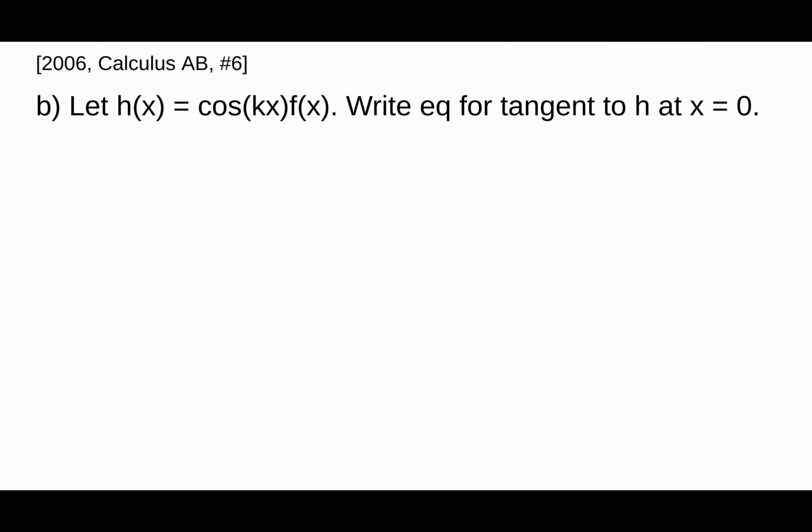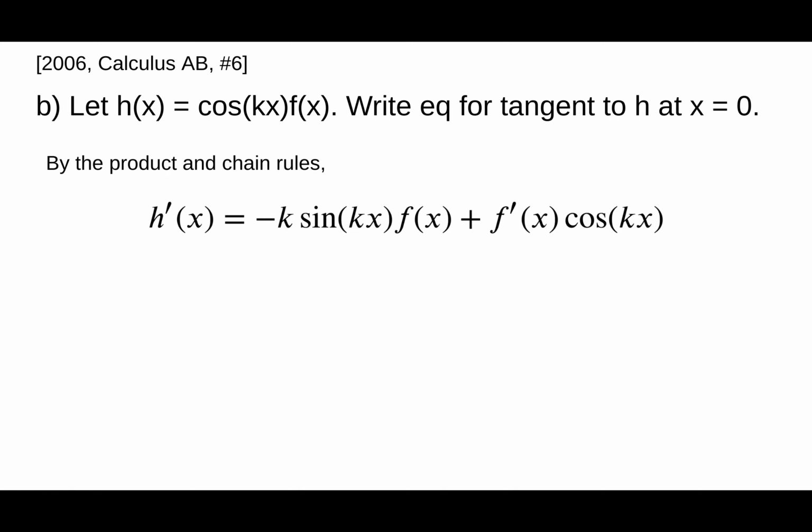In part B of this question, we define h of x to be the cosine of kx times f of x, and we are asked to write the equation for the tangent line to h at x equals 0. In order to find the equation for the tangent line of h at x equals 0, we need to know the derivative of h at x equals 0, so we need to differentiate h. By using the product and the chain rules, h prime of x is negative k times the sine of kx times f of x plus f prime of x times cosine of kx.